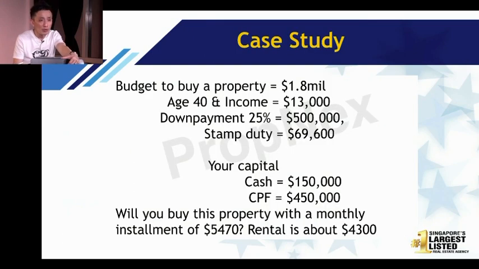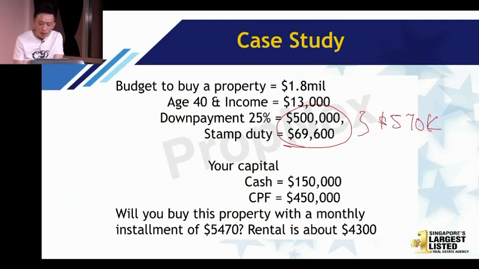Now, I want to ask every one of you this case study. Let's say today, all of you have a budget to buy 1.8 million. You are age 40, your income is $13,000, your down payment is $500,000, and your stamp duty is this amount, which is close to 70,000. These two add up to 570,000. Your capital today, you have this amount.